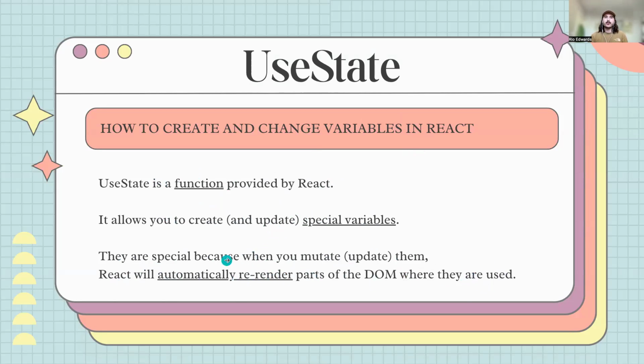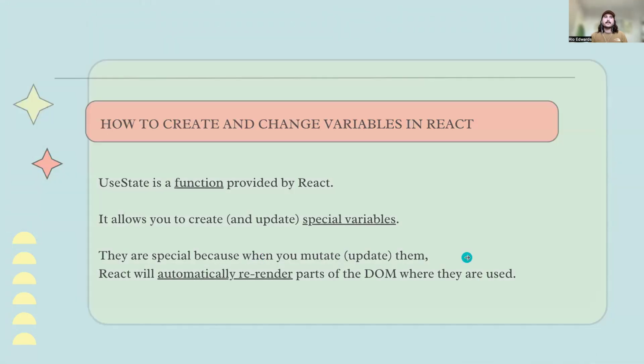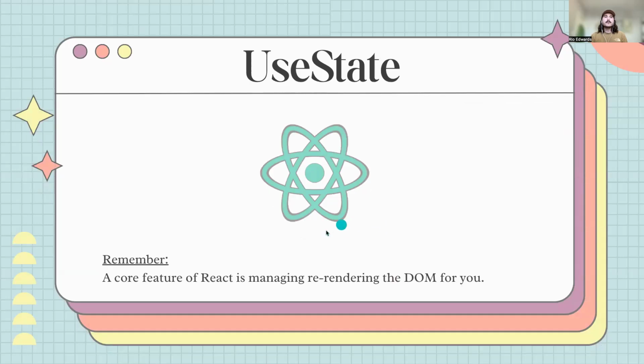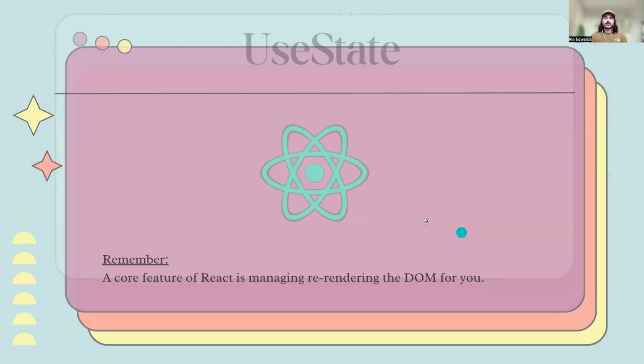So it's a variable that you use in your components that is special because React knows to re-render those components when you change the variable. And if you remember, a core feature of React is managing re-rendering the DOM for you. So when you change a variable, React will automatically re-render the DOM. We don't have to do that. And useState is essential for that to work. We have to use useState.